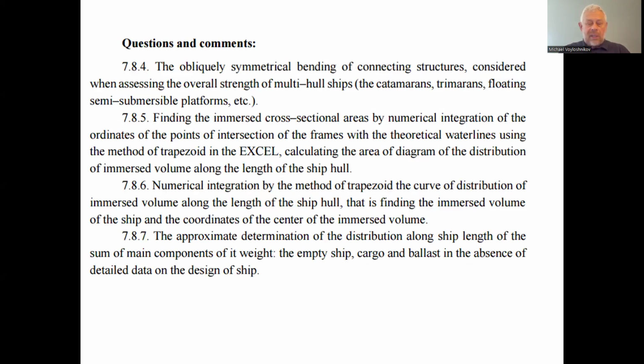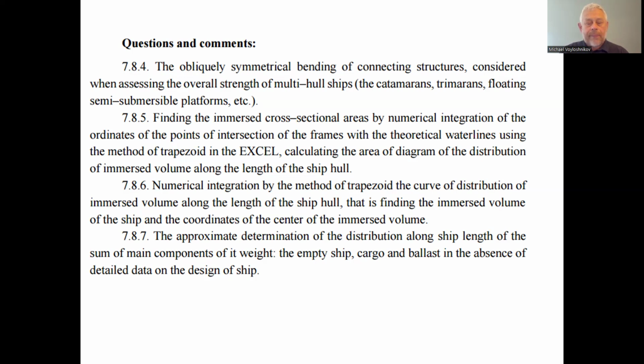7H4. The obliquely symmetrical bending of connection structures is considered when assessing the overall strength of multi-hull ships: catamarans, trimarans, floating semi-submersible platforms, etc. Besides the general shearing and bending of a ship of big length and small depth, appropriately small relative to the length, and maybe small draft, we have to consider checking the strength of the hull. We consider the general bending and the general shearing of the ship, not local but general.